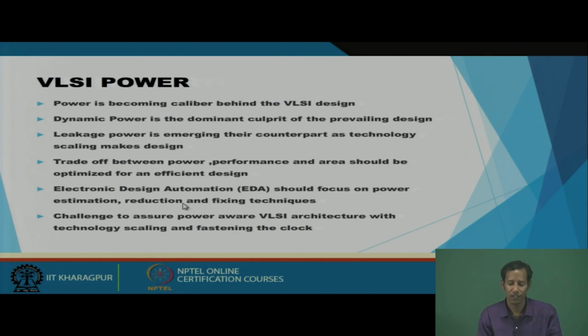Then the electronic design automation should focus on power estimation, reduction and fixing techniques. Whatever the architectural optimization in terms of speed or power, the latest EDA tools can do most of them just by running the algorithm in algorithmic form.